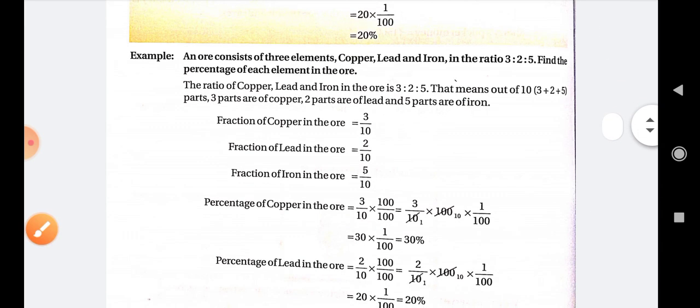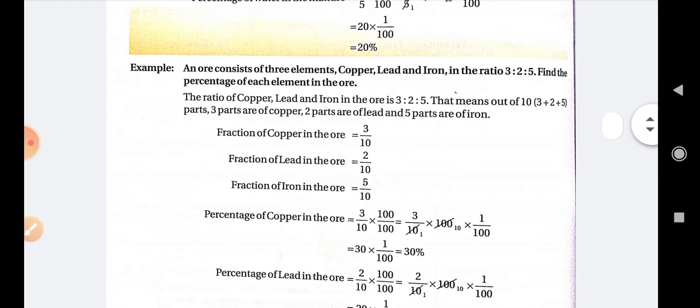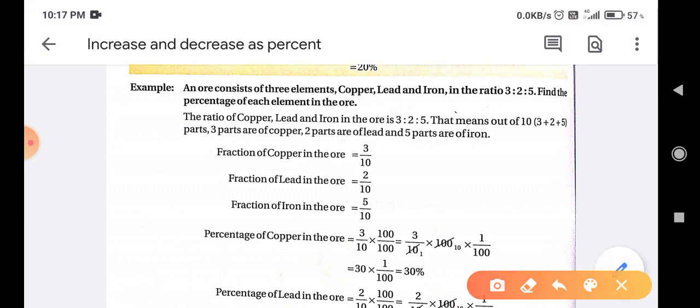Similarly, there is the next question. An ore consists of 3 elements: copper, lead and iron, in the ratio 3:2:5. There are 3 elements, copper, lead and iron, and the ratio is 3, 2 and 5. Find the percentage of each element in the ore. In this example there are 3 elements, but in the previous example there were 2 things.